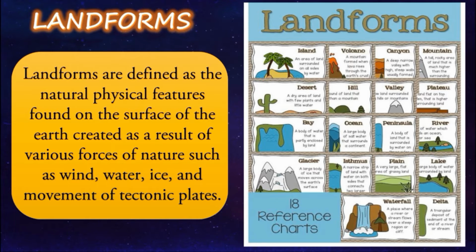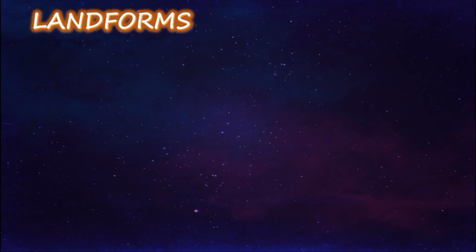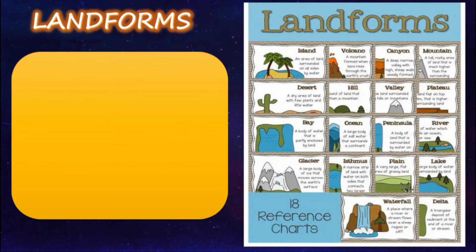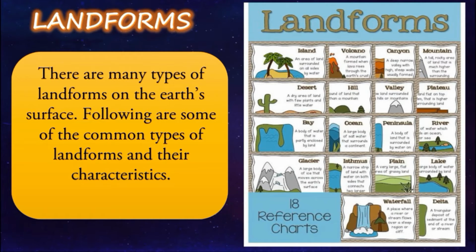Landforms are defined as the natural physical features found on the surface of the Earth, created as a result of various forces of nature such as wind, water, ice, and movement of the tectonic plates. There are many types of landforms on the Earth's surface. Following are some of the common types of landforms and their characteristics.